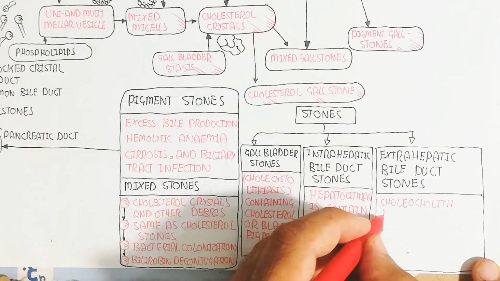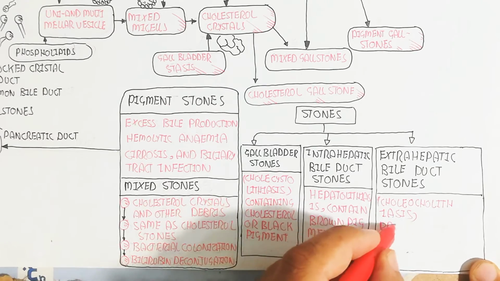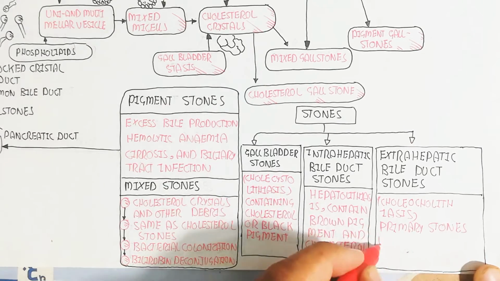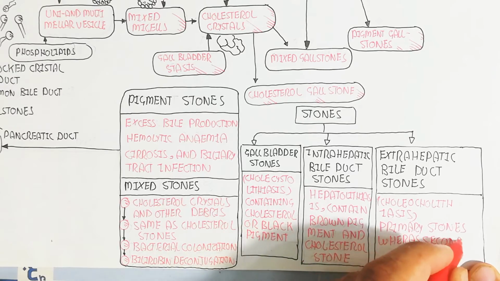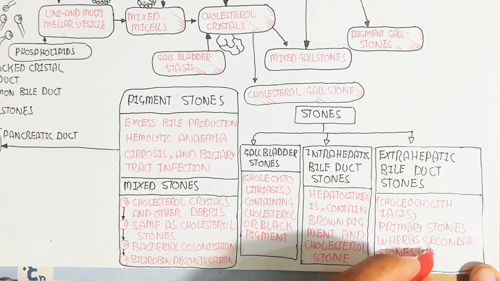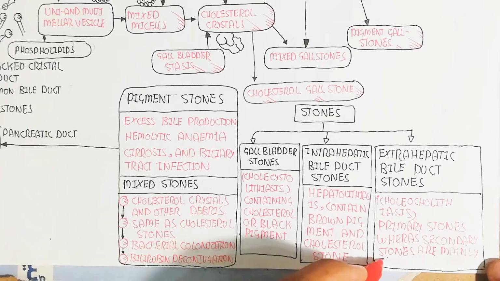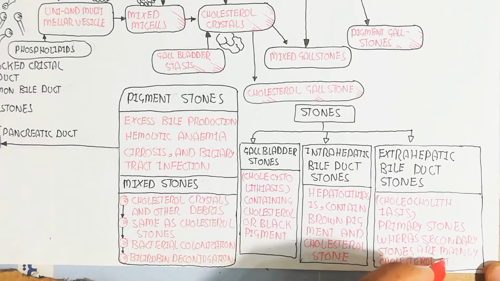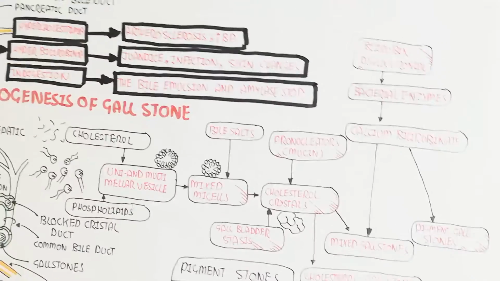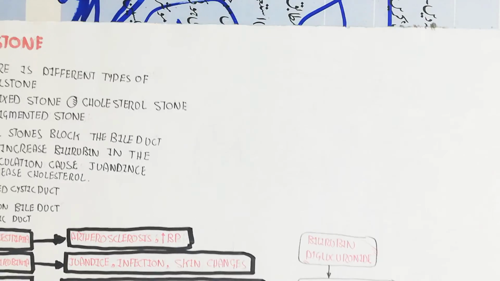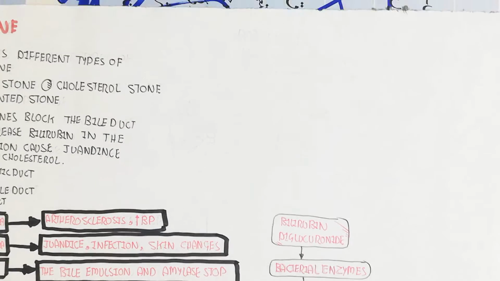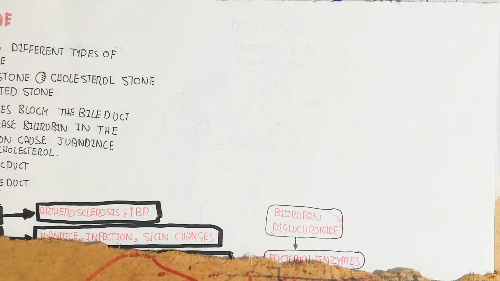On the other hand, the extrahepatic bile duct stones, which lead to choledocholithiasis, the primary stone, whereas the secondary stones are mainly cholesterol stones. So, let's begin to understand the diagnosis, how to check and how to identify the stones.